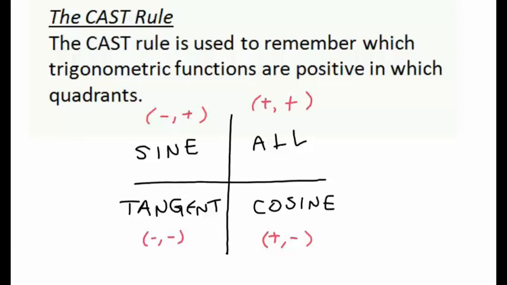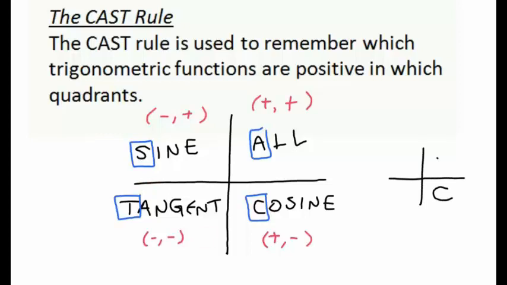Thus, if we take the first letters from the phrases that we have written down, we get the cast rule for our trigonometric functions. So cosine is positive down here. All of our functions are positive here, sine is positive here, and tangent is positive here. So if you ever see me write something like this, it is because I'm going to apply the cast rule to the particular question that we're looking at.